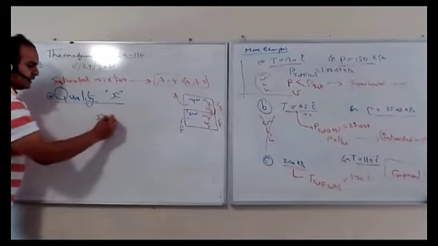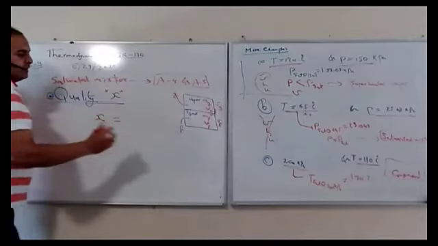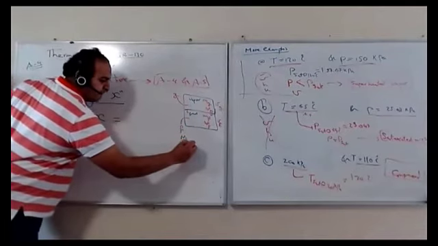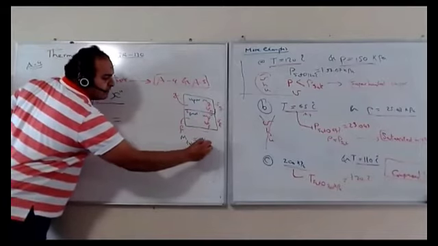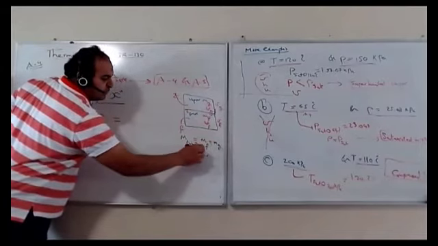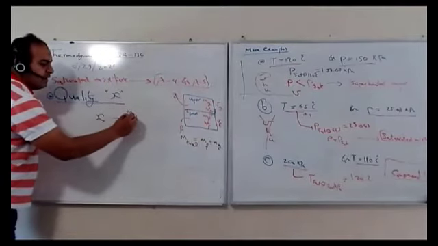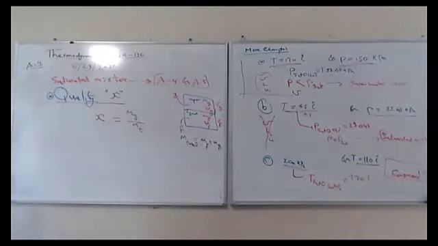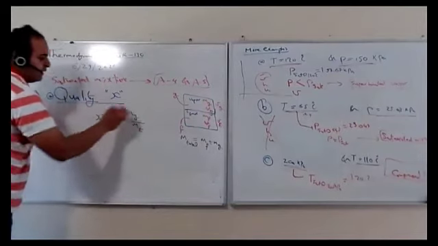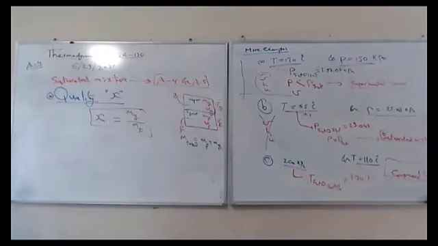x is always the mass of the vapor over the total mass. So m total, this is the system, is mf plus mg: how much liquid plus how much vapor. This is the total mass. So it is m vapor over m total. Always, quality is how much vapor relative to the total mass.